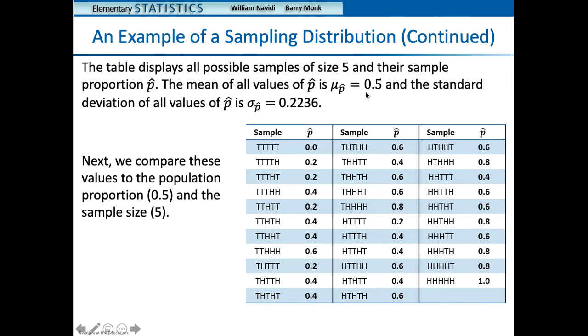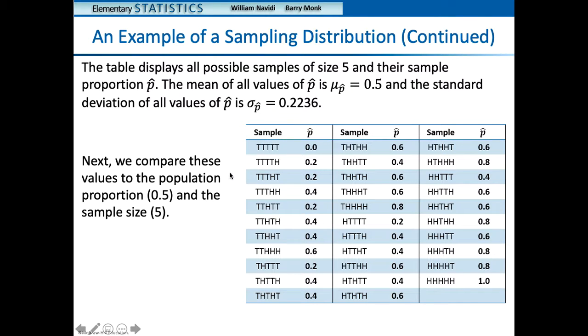And if we did that, we would get 0.5, and we call this the mean of the sampling distribution, and the symbol we use for that is this mu with a subscript p hat. And then the standard deviation of the sampling distribution would be found by computing the population standard deviation of all 32 sample proportions. If we did that, the number we would get is 0.2236.